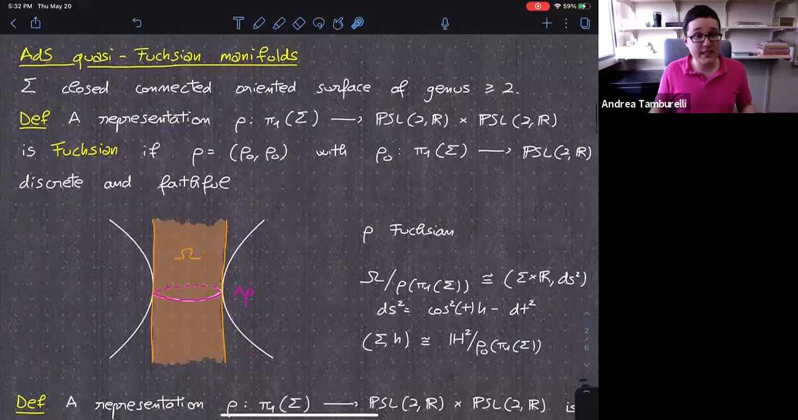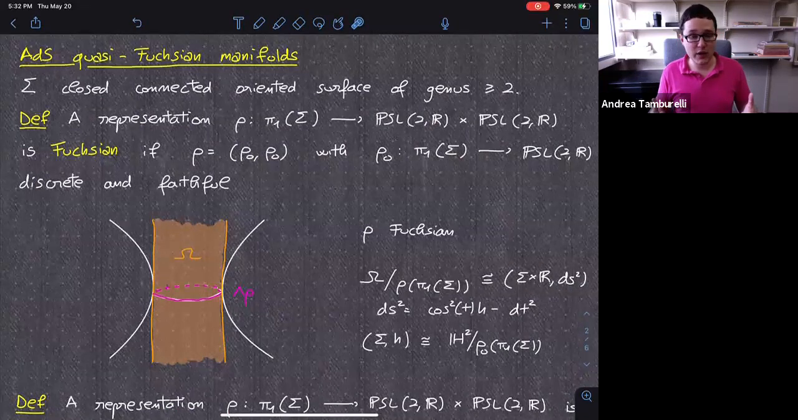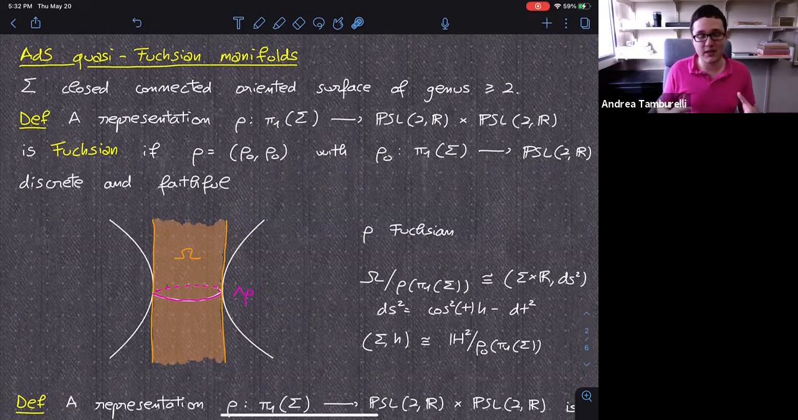Okay, so we are then interested in anti-de Sitter Lorentzian manifolds. And we will construct these manifolds exactly like we constructed quasi-Fuchsian hyperbolic manifolds. So we consider a closed surface, oriented and of genus at least 2, and we're going to consider a representation from the fundamental group of the surface into the isometry group of anti-de Sitter space, and we will construct then anti-de Sitter 3 manifolds by taking the quotient of anti-de Sitter space, or at least a subset of anti-de Sitter space in this case, by the image of the representation.